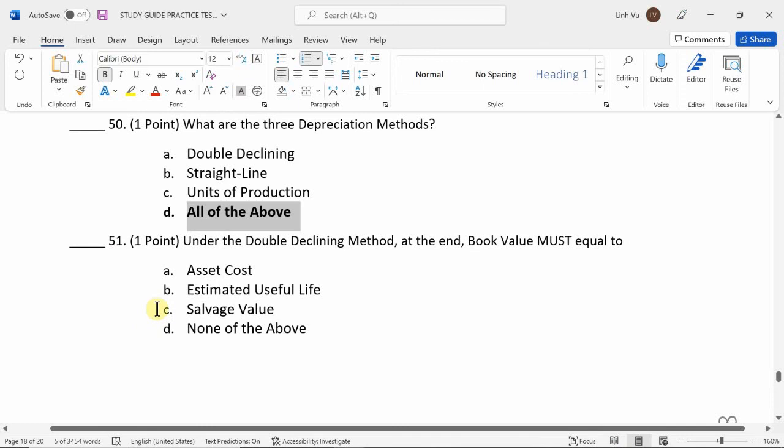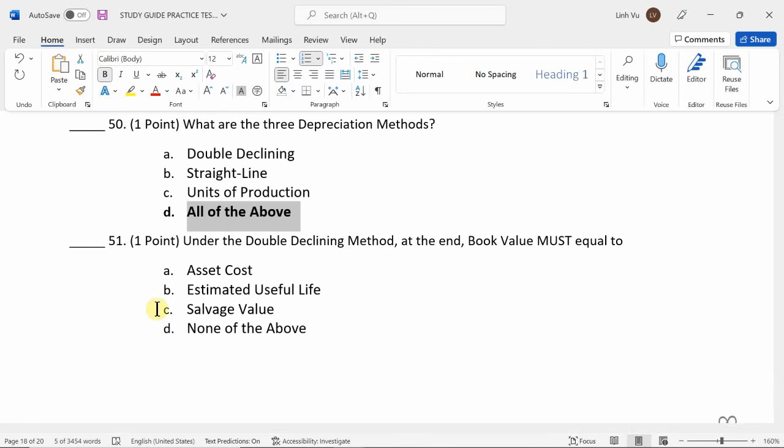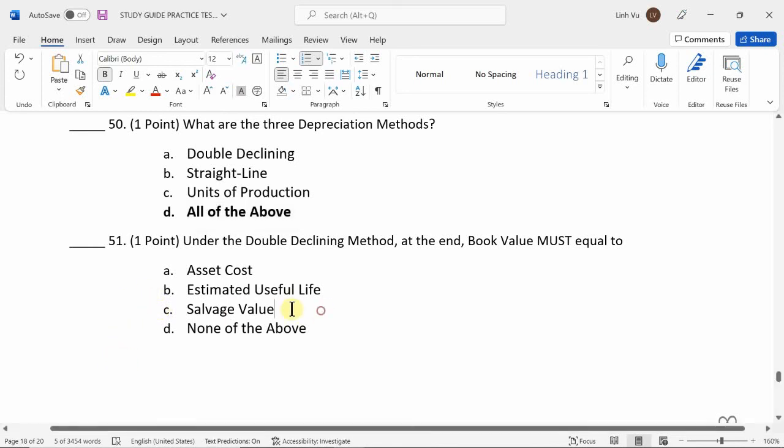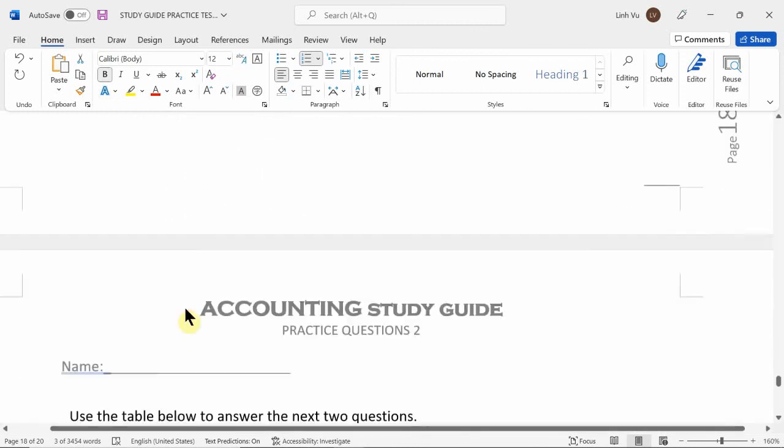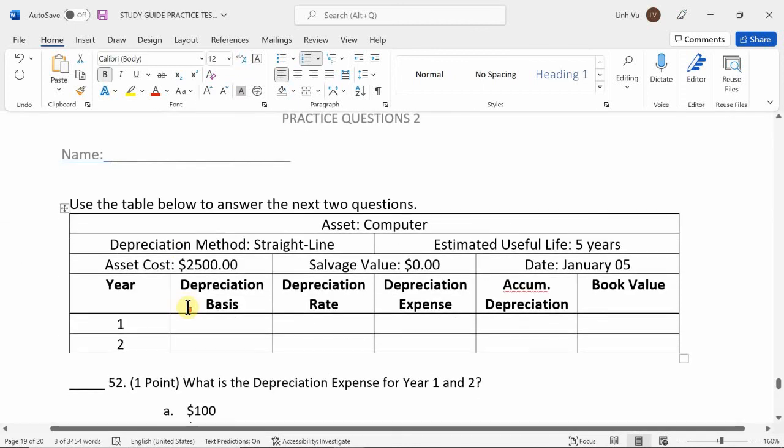Okay, under the double declining method, at the end, book value must be equal to salvage value. Yes, it must be equal to salvage value. Okay. All right, now we're going to be stepping into examples right here.